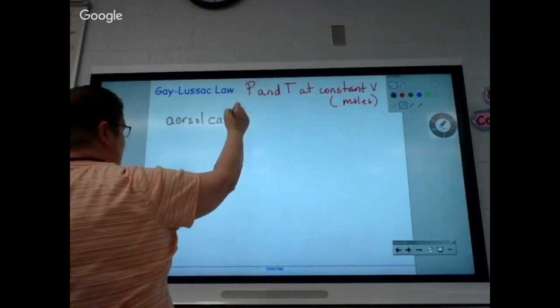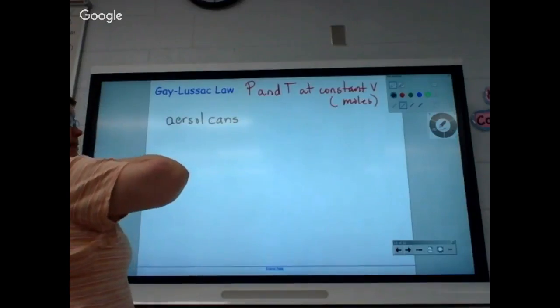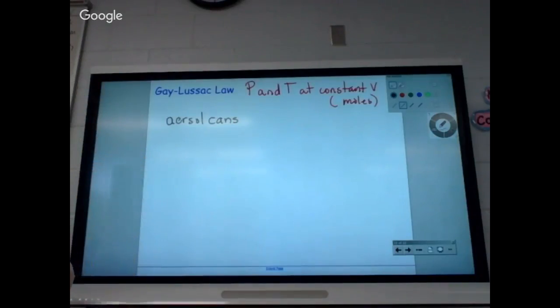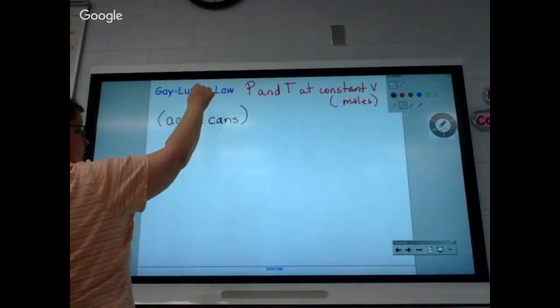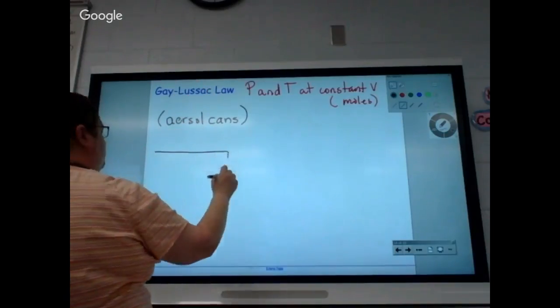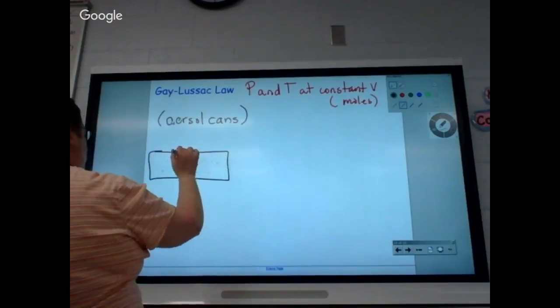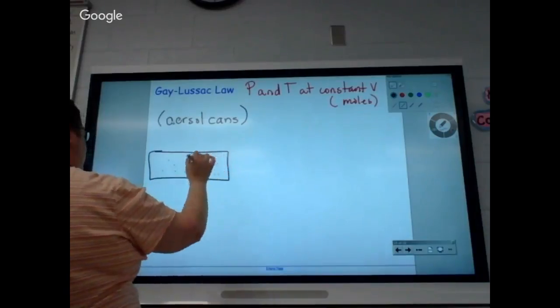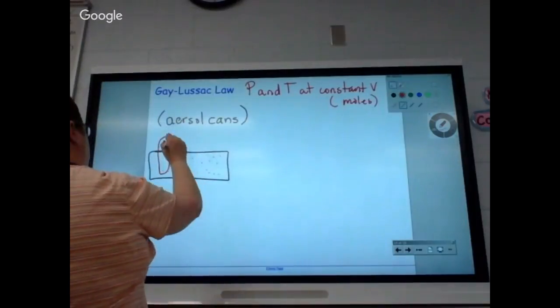But anyways, aerosol cans. When y'all heat those, and the warning on the back says don't exceed a certain temperature, I don't remember if it's around 50 or 52 degrees Celsius, the reason for that is Gay-Lussac's law. Aerosol cans fall under this. So you know if you have some gas molecules inside of an aerosol can, right?